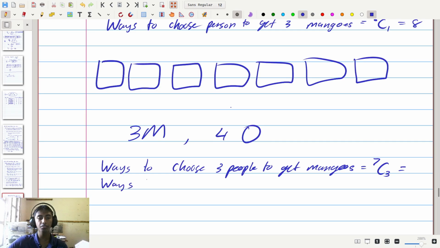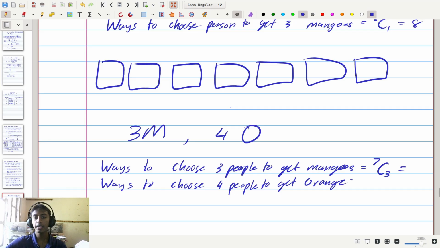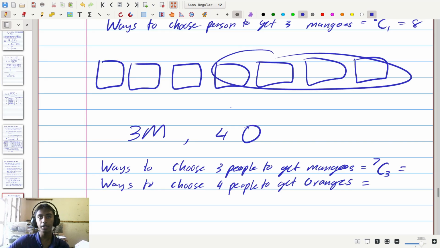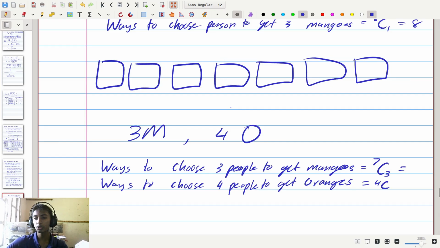So the ways to choose the 4 people to get those 4 oranges is going to be the different number of ways that we can choose from the 4 remaining people to get 4 oranges, which is going to be 4 choose 4, which is going to be 1. We can see this is going to be 1, and any n choose n is going to be 1 by the fact that it is going to evaluate to 4 factorial divided by 4 factorial times 0 factorial, which is just going to give us 1.